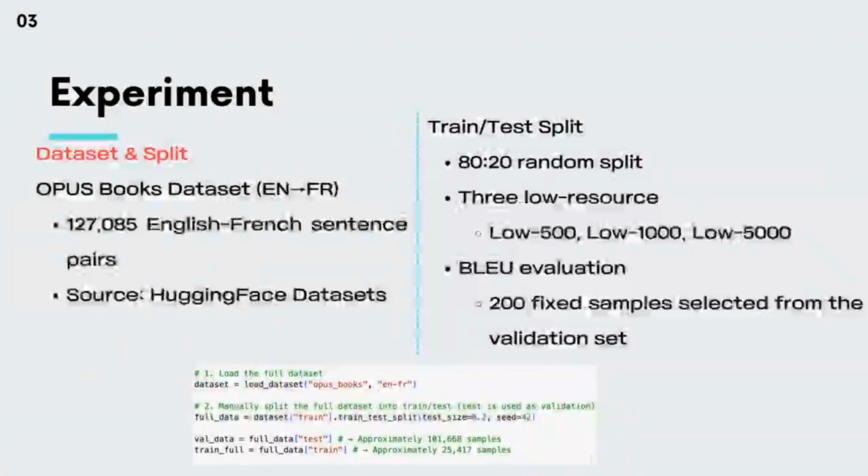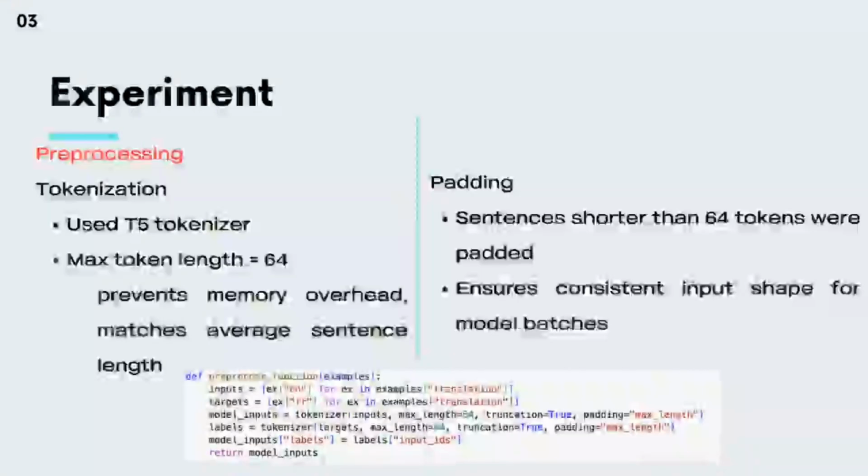We use the Opus Books dataset from Hugging Face. It is English-to-French sentence pairs. We split the data 80% for training and 20% for validation. Then we use 500, 1,000, and 5,000 samples to evaluate translation quality. We use a fixed set of 200 validation samples for the BLEU score.